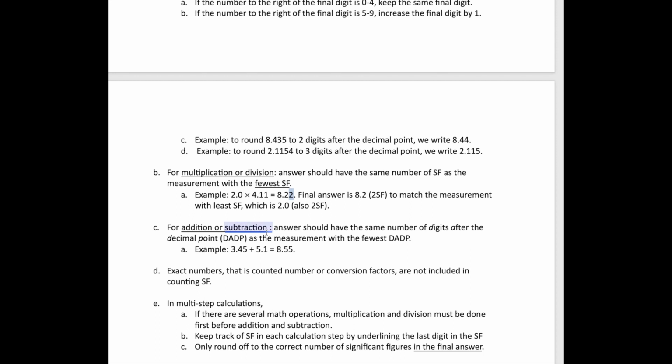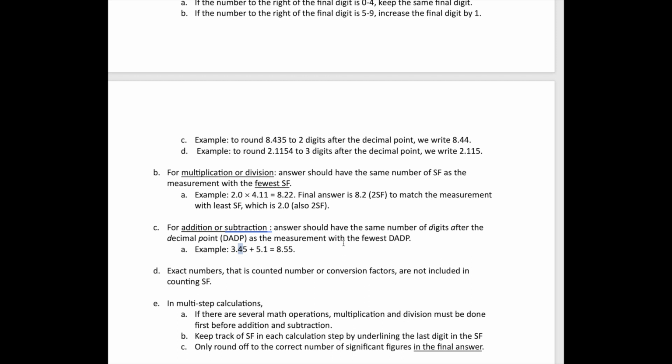Addition and subtraction are a little bit more difficult. In this case, what you're looking for is the fewest number of digits after the decimal point. Shorten that as DADP. And what we're trying to do is write the answer matching the measurement with the fewest DADP. If you have 3.45 plus 5.1, you get 8.55, okay?